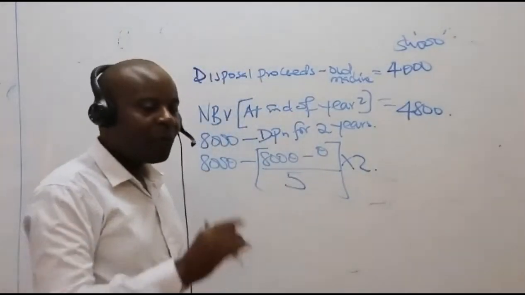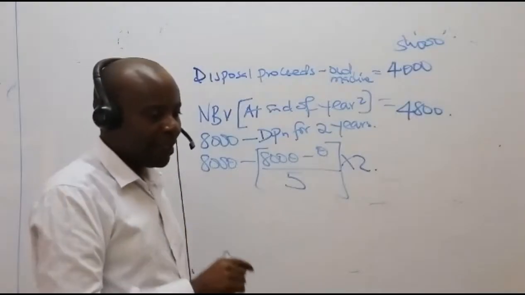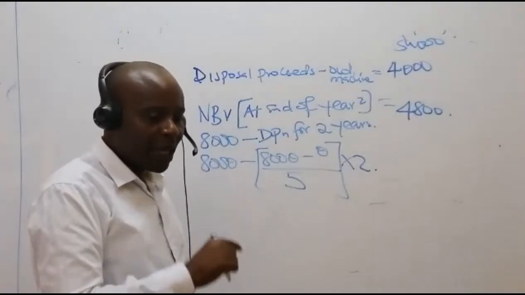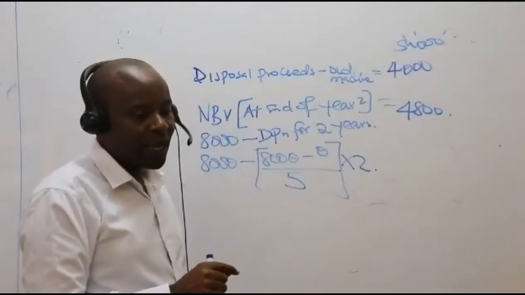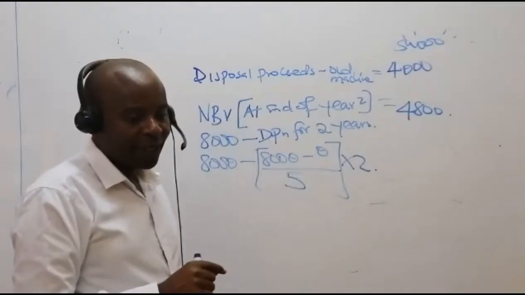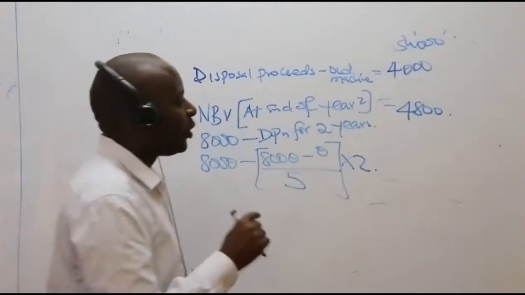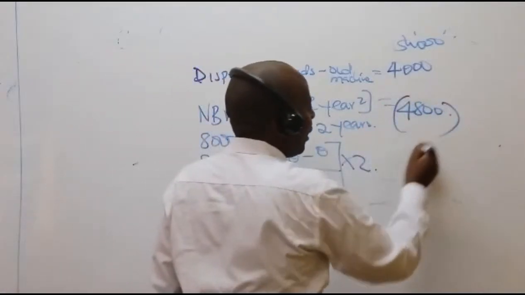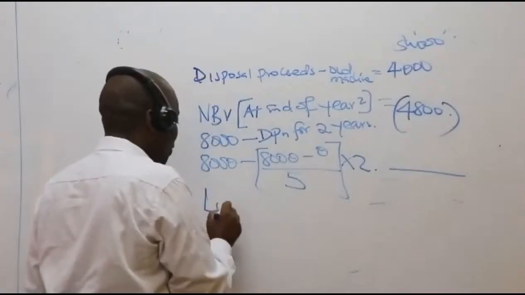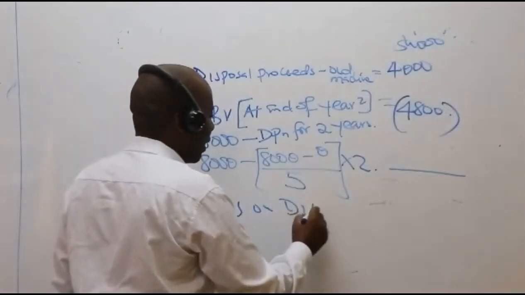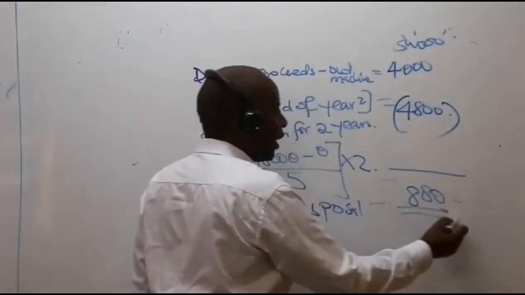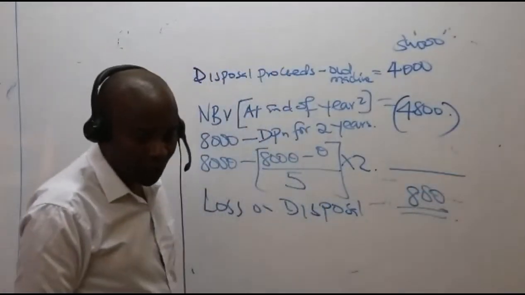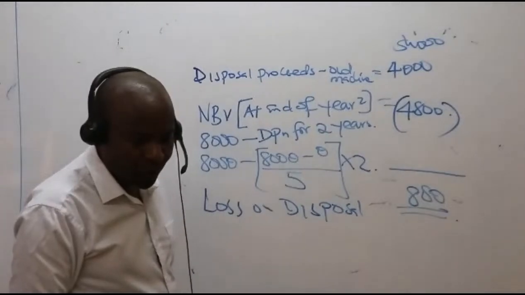Or 3.2 is accumulated depreciation. So 8,000 minus 3,200, that gives us what here? 4,800. So then, ladies and gentlemen, in this case here, what do we have? We have a loss on disposal. A loss on disposal of how much here? Of 800. We have a loss on disposal of 800.